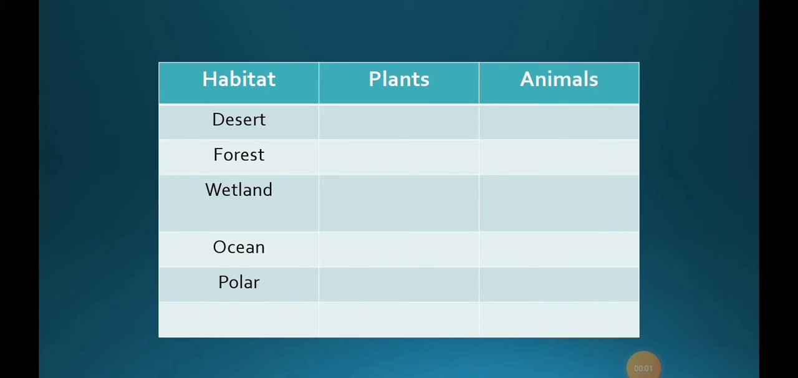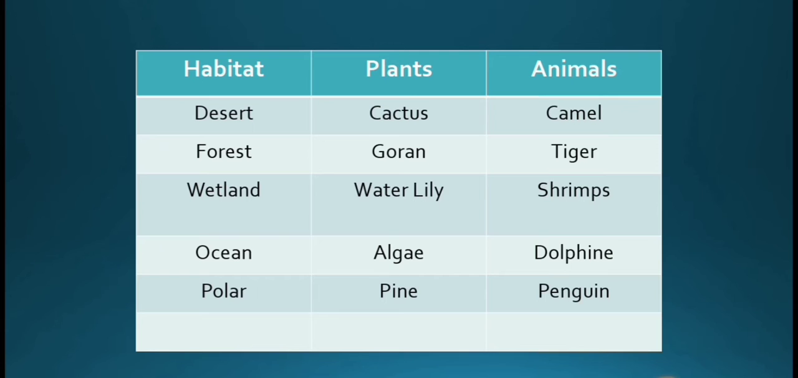Now, book activity of page number 18. This is the book activity of page number 18. And next slide, there will be the answer. Now, here is the book activity of page number 18. Make a table like the one shown below. The table is given in your book, and the habitat names are written over there. You have to write the plant's name and animal's name.